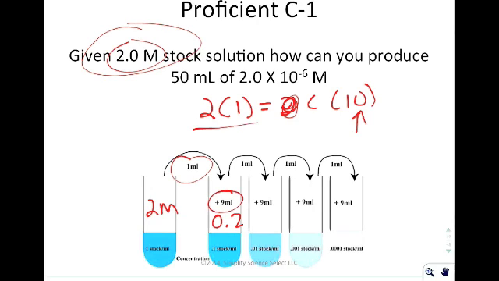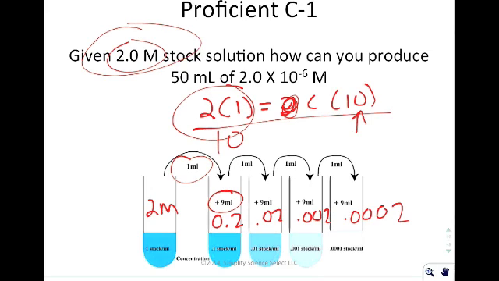So right here you can see right away that you're just basically taking your original solution and dividing it by 10. So each step along the way does it by 10. So it goes 0.2, 0.02, 0.002, and so on and so on. Now in order to get to this 2 times 10 to the minus 6 concentration, you have to do this procedure 2 more times than is shown here. But this is a workable solution. You can actually take this and get to that low of a concentration using this particular method. This is called a serial dilution procedure.